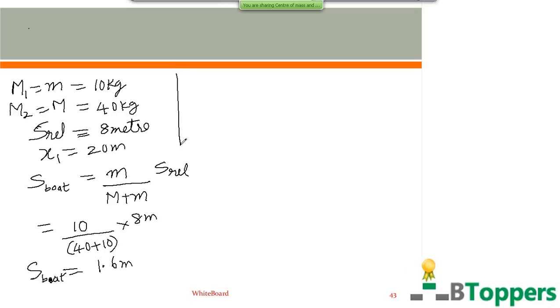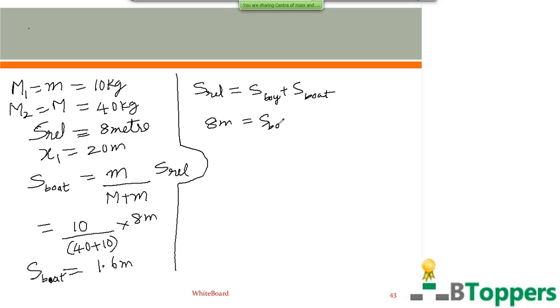As I discussed in the last special case in the previous class, the magnitude of the relative displacement of the boy with respect to the boat is equal to the magnitude of the actual displacement of the boy plus the magnitude of the actual displacement of the boat. The relative displacement is 8 meters and the actual displacement of the boat is 1.6 meters. So the magnitude of the displacement of the boy with respect to the stationary observer on the shore comes out to be 6.4 meters.